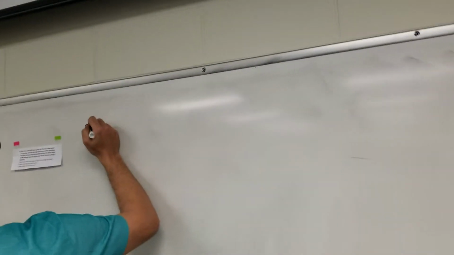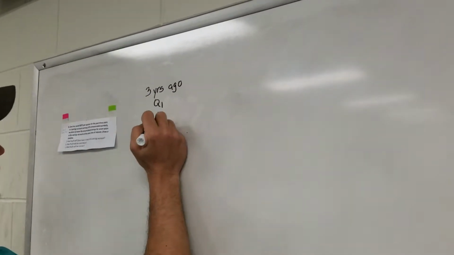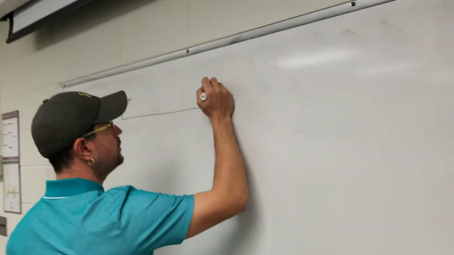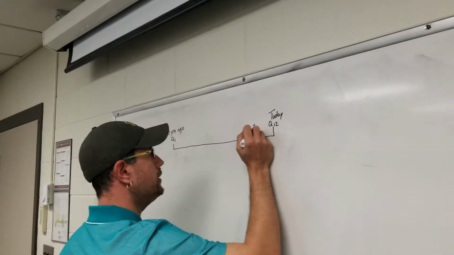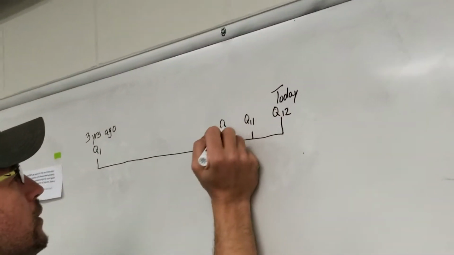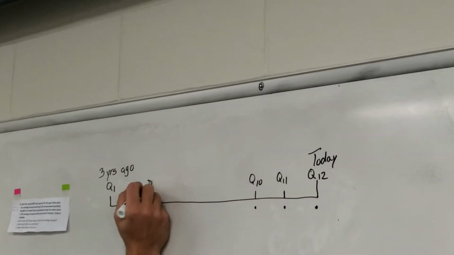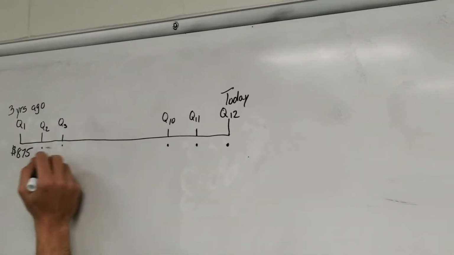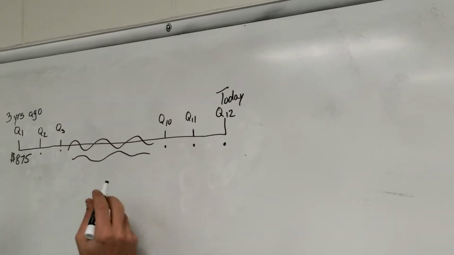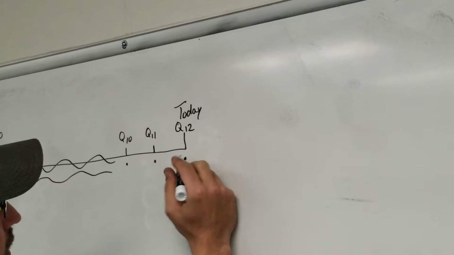So we'll start off with our timeline, and we will start 3 years ago, which would also be Q1. And we'll move down to today, which would be Q12. And to add the other quarters, with equal payments of $875. And we were going to try and find the present value as of today. Or the future value as of today.